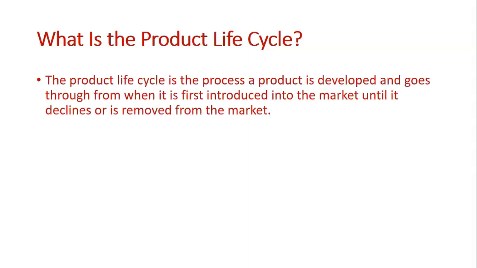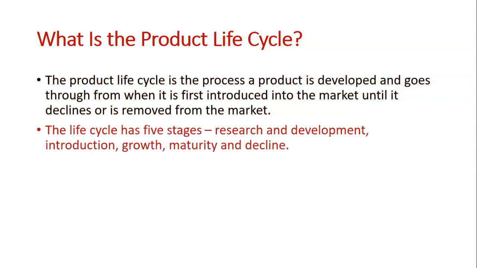The product life cycle is the process a product is developed and goes through from when it is first introduced into the market until it declines or is removed from the market. So basically, every product goes through a cycle, and the cycle begins when the product is being developed, and then it is introduced, and then it goes in the market, and then it is ultimately removed from the market. So there is a cycle.